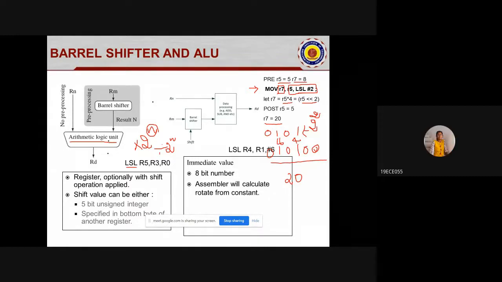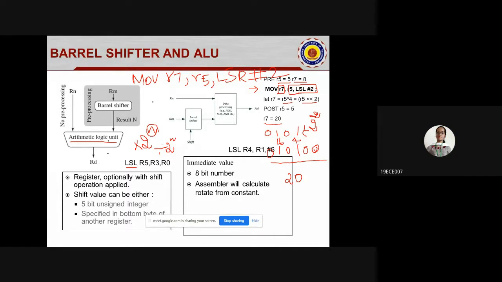Suppose you are performing a right shift operation, so what is the mathematical operation involved? Multiplication or division? Division. Okay, do it. Take the same example: R7, R5, LSR hash 2. Find out the answer.